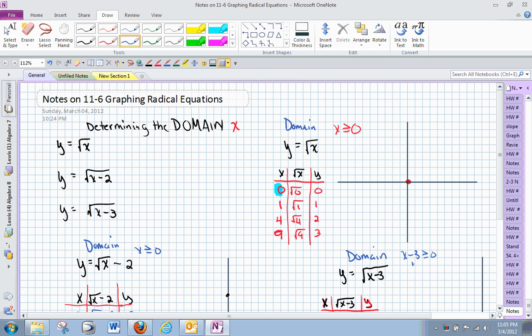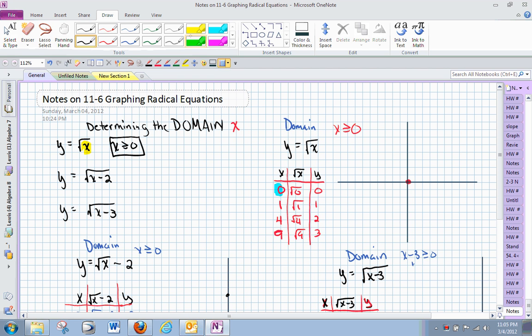If you remember, you cannot take the square root of negative numbers. They become imaginary, but we are graphing real numbers. So we know that x, or whatever's inside the radical, has to be greater than or equal to 0. So if I look at this first one, x is inside the radical, so I know that x has to be greater than or equal to 0, and that's my domain.